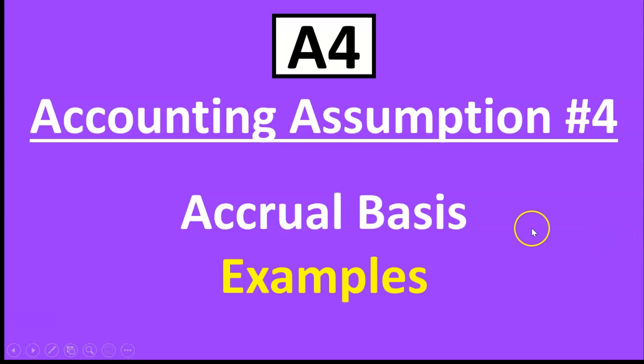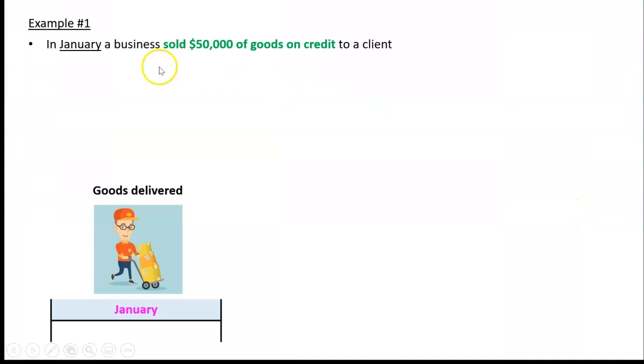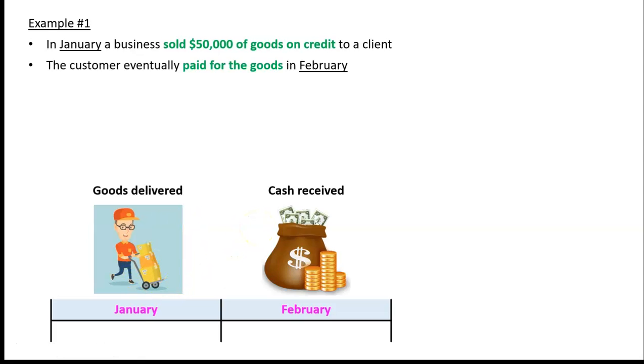The accrual basis examples. So this is accounting assumption A4, the fourth accounting assumption. Let's take the first example. In January, a business sold $50,000 of goods on credit to a client. So we delivered the goods to the client, whatever the good is, it doesn't matter, it could be a service even. But the point is the client or customer is not going to pay for these until February. That's a pretty common business transaction.